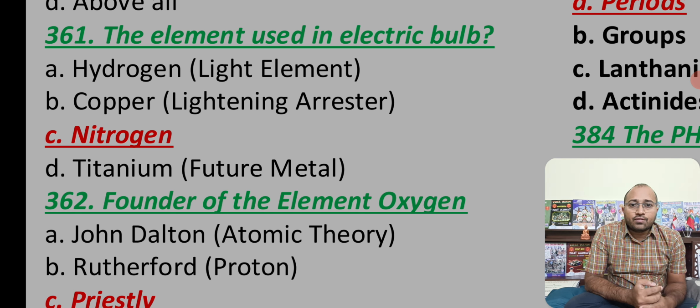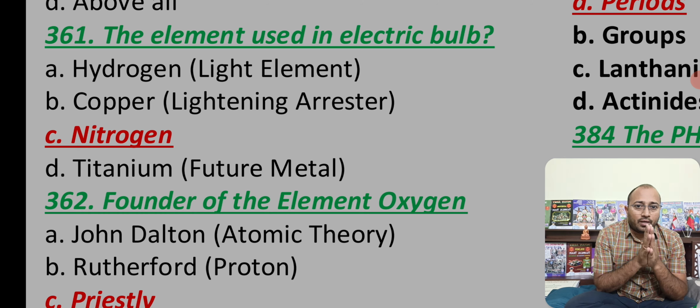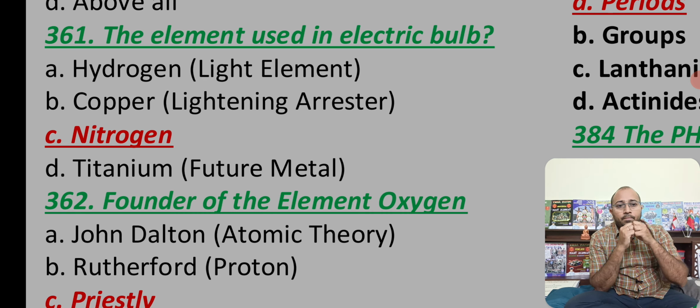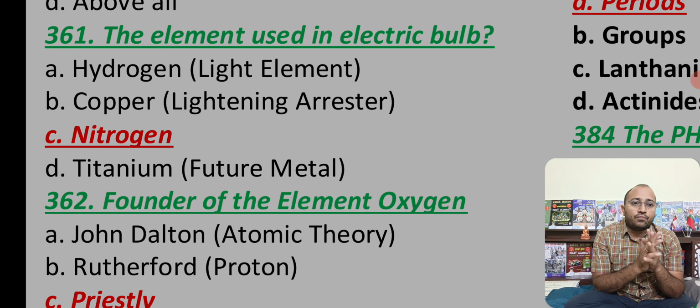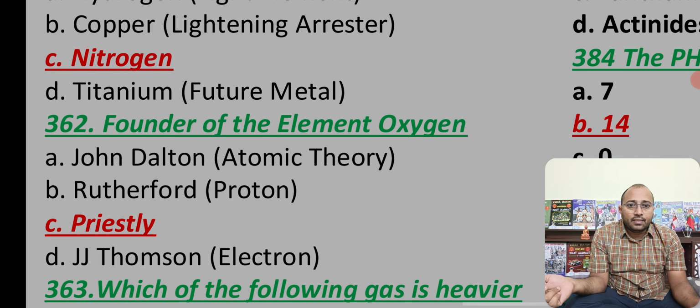Next we have titanium, which is a very important bit. I already told you these kinds of bits will be asked. It is known as the future metal, guys. The element used in the electric bulb is nitrogen, guys, because if you don't use nitrogen, the electric bulb will blast. If you use something other than nitrogen, obviously it gets blasted. Nitrogen is not that type because it is related to cooling down.